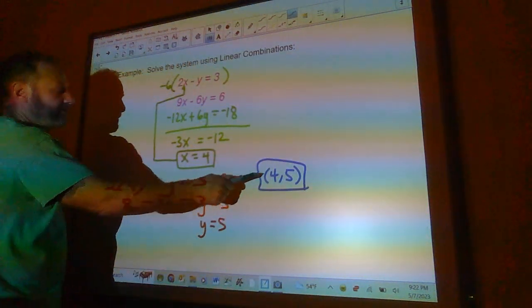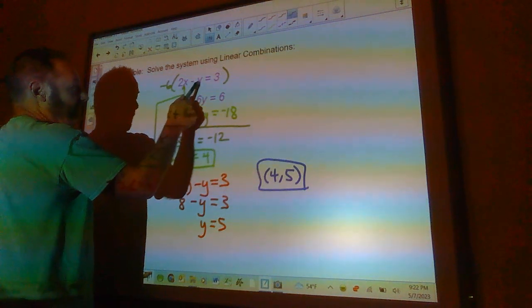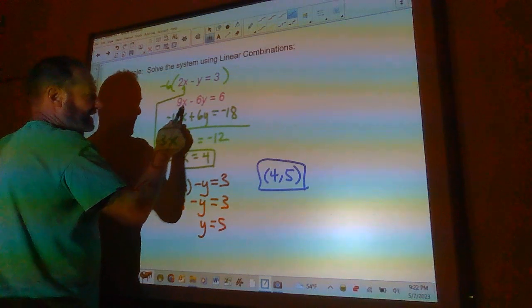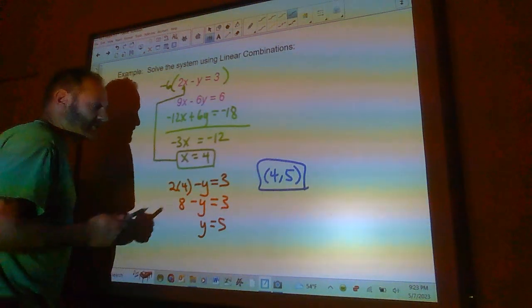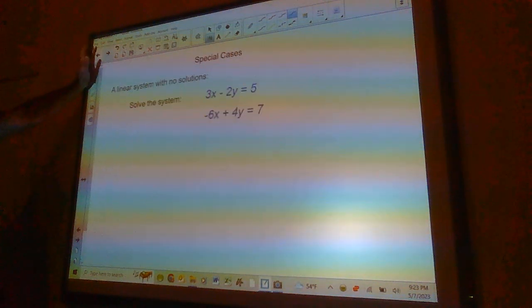Okay, so let's test it. 4 in for x, 5 in for y, I get 8 minus 5 is 3. Okay, that works. Put it in here, that's 36 minus 30 is 6. So we got a winner. So hopefully you got that.